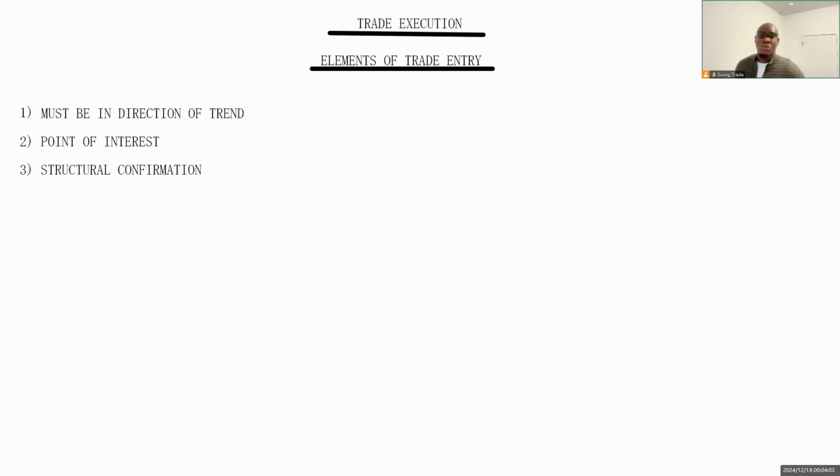Then the last thing is you want to find a structural confirmation, which I'm going to be showing you in the real life chart, and I'm going to be pointing these three elements out for you.